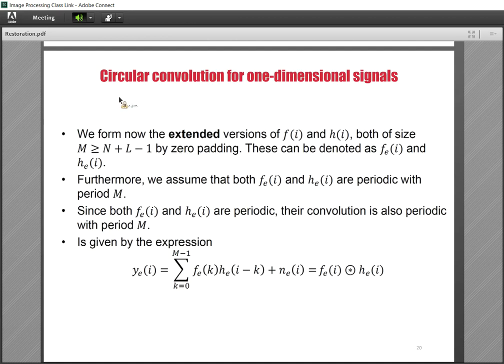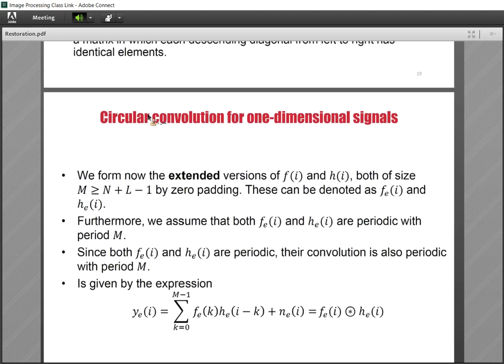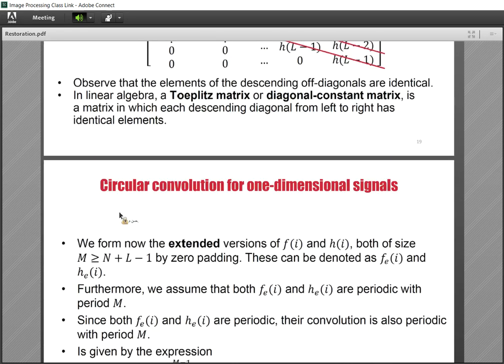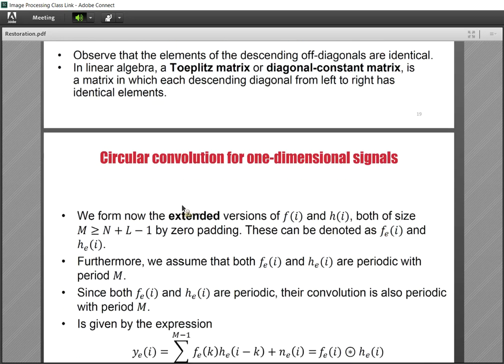What about circular convolution? That was linear convolution. Here, circular convolution for again one-dimensional signals. After it, circular convolution for two-dimensional signals. We form now the extended versions of f and h. We had f and h. We are constructing a new version of h and f named fe, or extended, and he, the extended version.